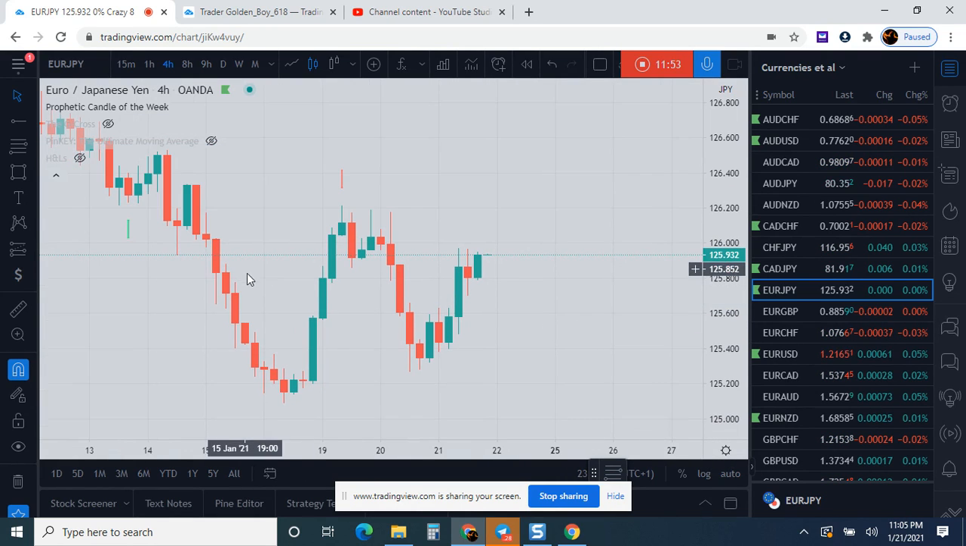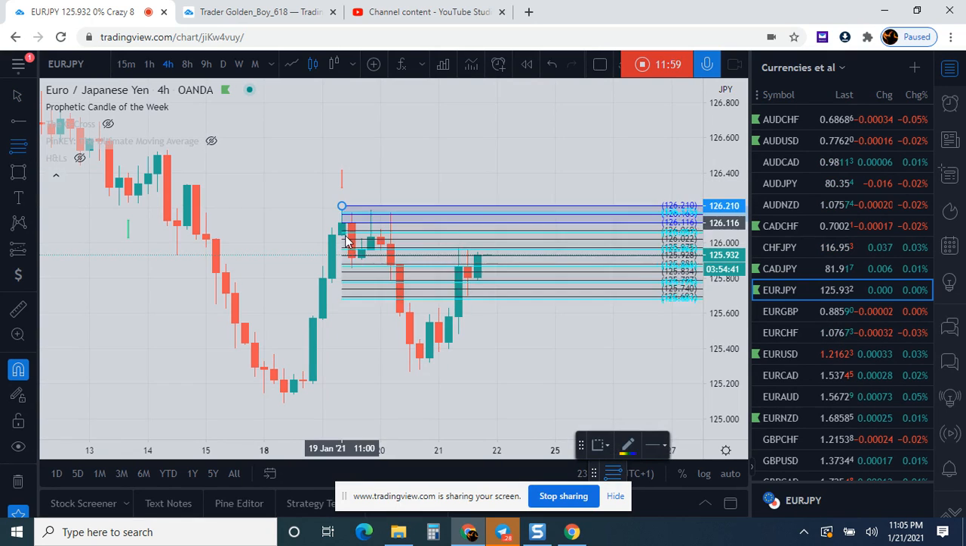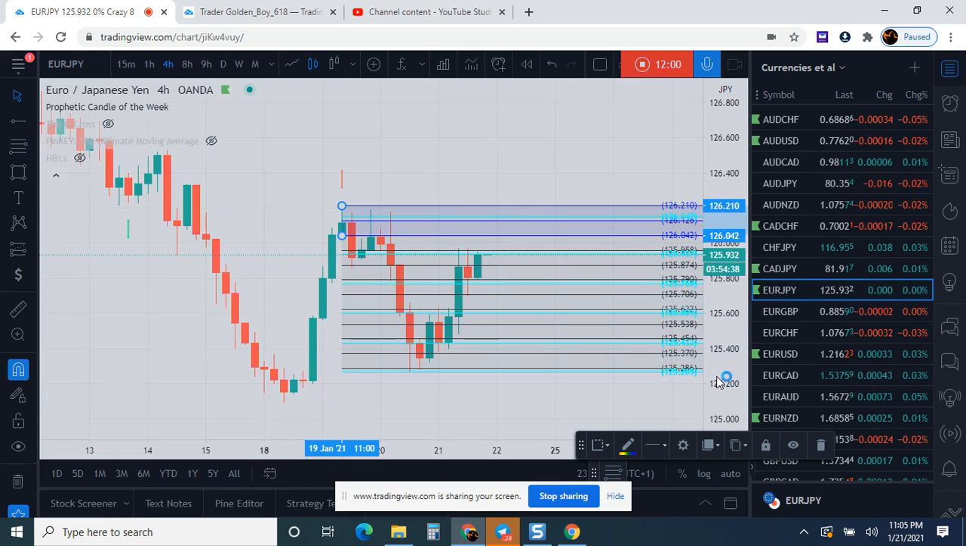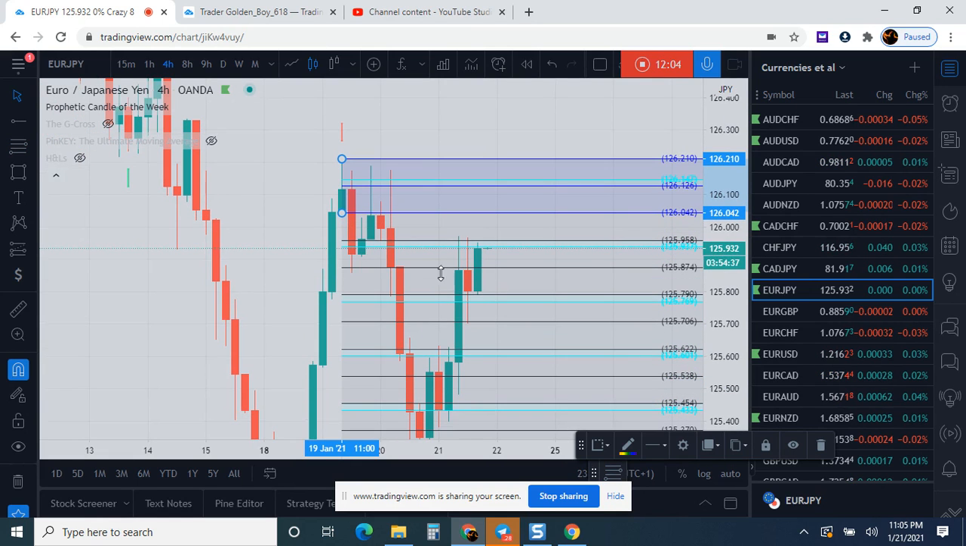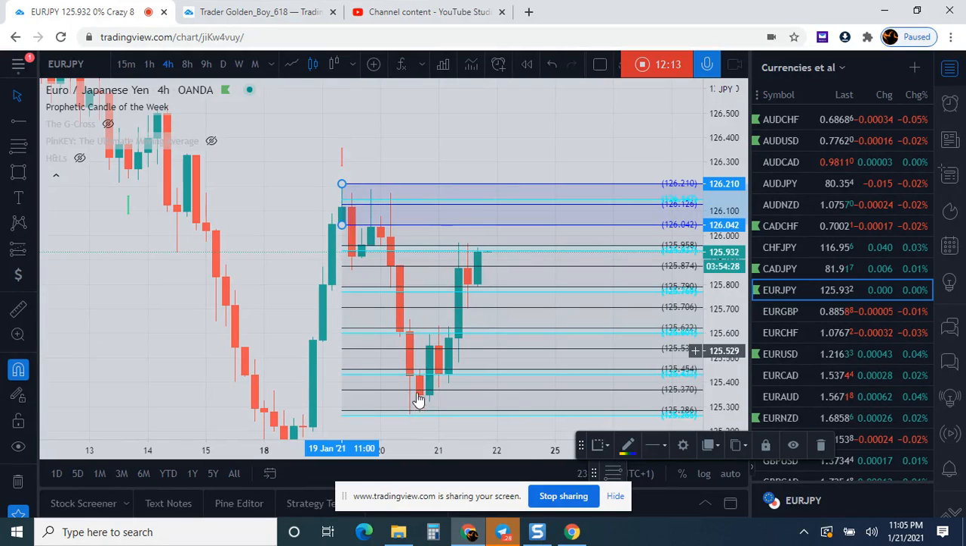Here is Euro JPY, and the prophetic candle appeared here. We would have fibbed from the top to the bottom, right? Top to the bottom, here is a breakout, here is a retest to preferred entry, TP1, TP2, TP3, TP4, right? Up to TP5, ladies and gentlemen. Let's go to Euro USD.